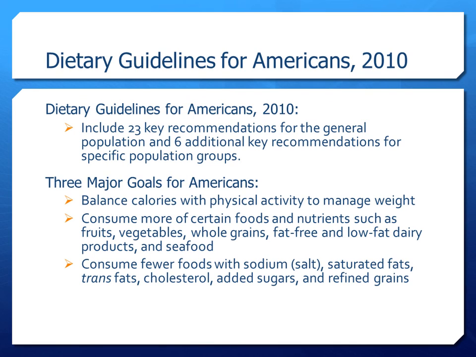The guidelines contain 3 major goals for Americans. 1. Balance calories with physical activity to manage weight. 2. Consume more of certain foods and nutrients such as fruits, vegetables, whole grains, fat-free and low-fat dairy products, and seafood. 3. Consume fewer foods with sodium, saturated fats, trans fats, cholesterol, added sugars, and refined grains. You can check out the dietary guidelines by going to the website health.gov.